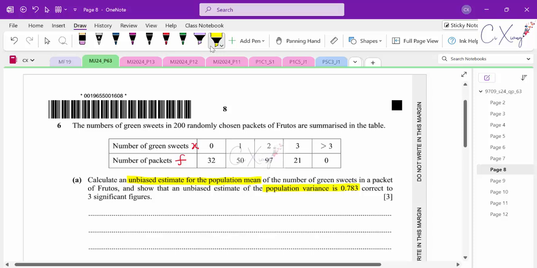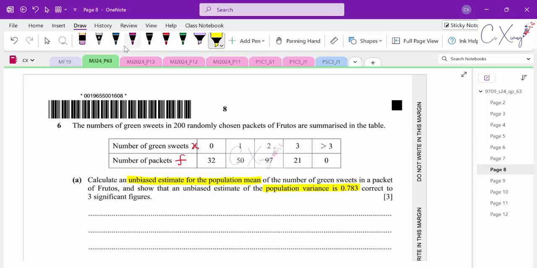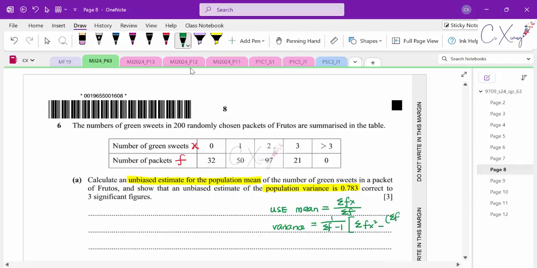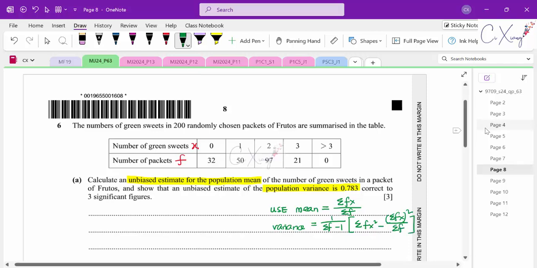Alright, so how can we calculate the mean and also the variance first? Before that, have a look at the estimation formula. The estimated mean should be using the formula summation fx over summation of f. And for the variance, it should be 1 over summation f minus 1, which is 1 over n minus 1, and then you have summation of fx squared minus summation of fx, squared the whole thing divided by the n, which is summation of f.